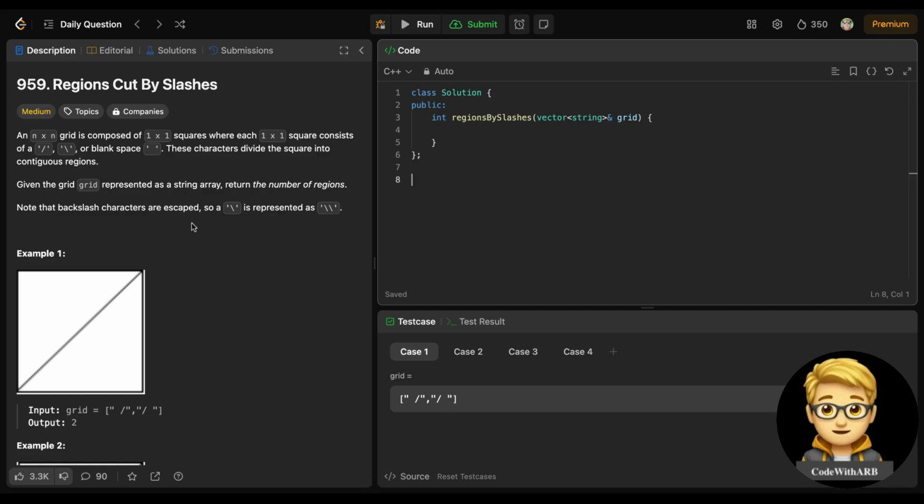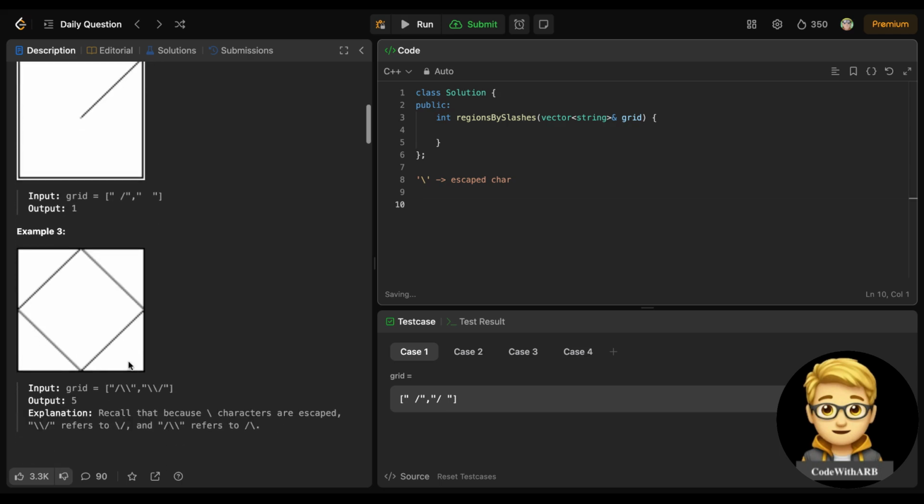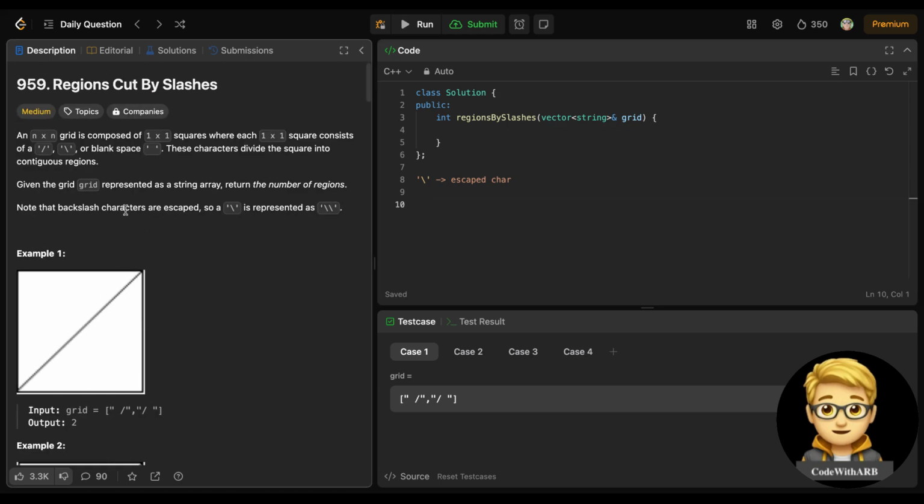If you don't know, this is a backslash, and this is backslash backslash, which represents an escape character. When you want to escape a character within a string, you write it like this. So if you want to use a backslash as a character, you need to type it twice. That's what it means. So if they have given a double backslash, it means there is a single backslash character. That's why they have noted it.